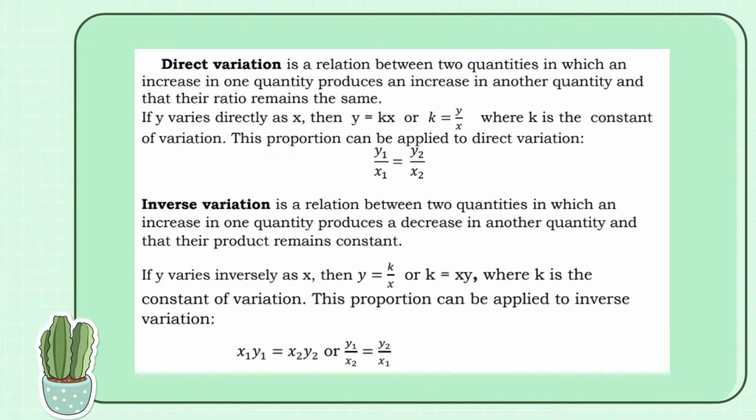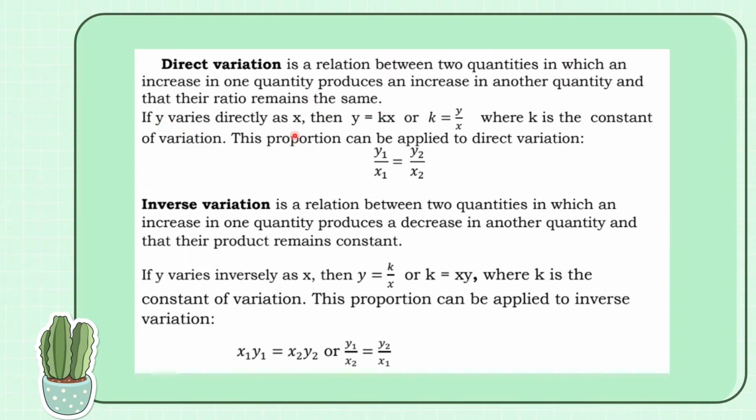So let's have a short recap of what we have learned last meeting, which is all about the definition and some situations regarding direct and inverse variation. If we say direct variation, as discussed last meeting, it is a relationship between two quantities in which an increase in one quantity produces an increase in another quantity, and that their ratio remains the same.